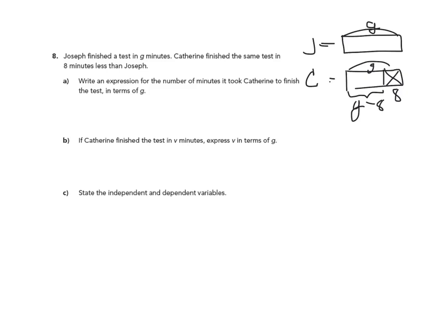So write an expression for the number of minutes it took her in terms of G. Well, I know it's that same G that Joseph took, just without 8 minutes. Then they go on to say that Catherine actually did it in V minutes. If Catherine wants her own variable, Catherine's amount is Joseph's amount minus 8. If I want to know Catherine's amount, I have to know Joseph's amount first. So the dependent variable, V, Catherine's amount, totally depends on what Joseph's was. The independent variable was Joseph's, which we call G.